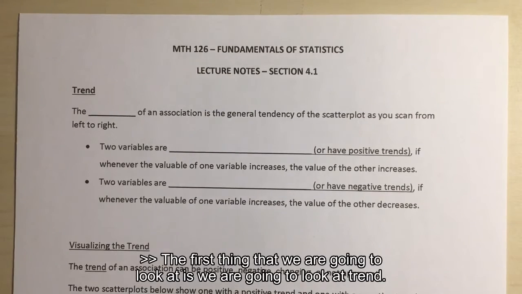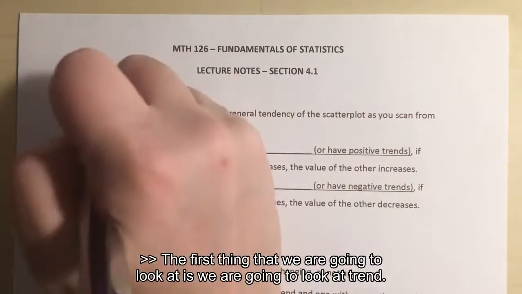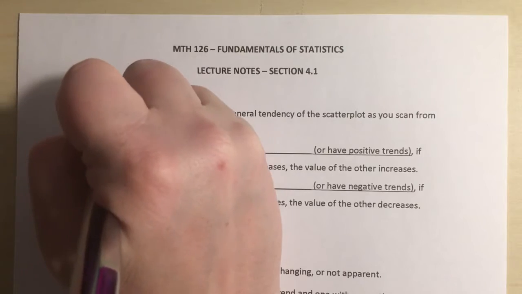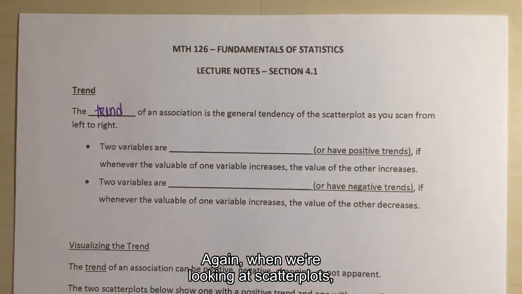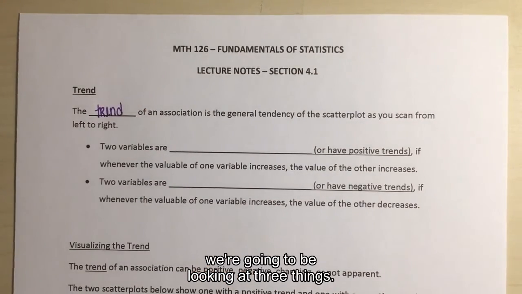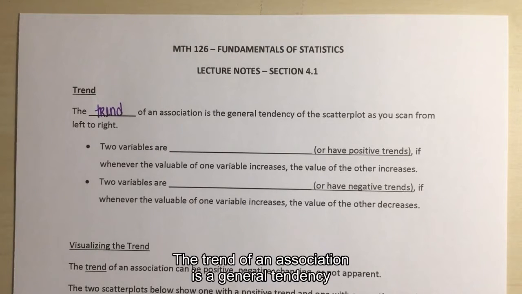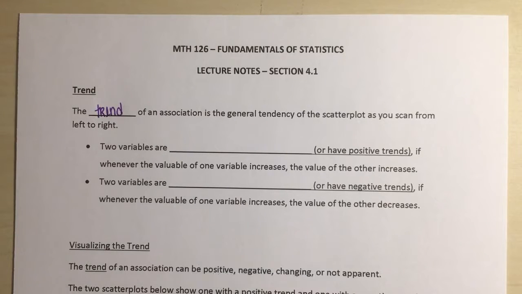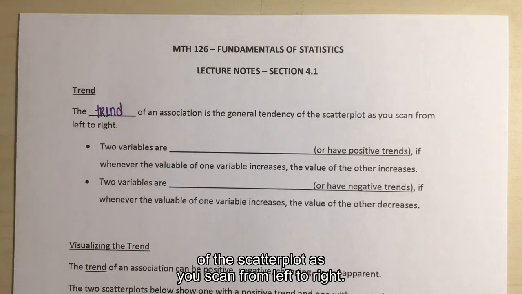Right, so the first thing that we are going to look at is trend. Again, when we're looking at scatter plots, we're going to be looking at three things. The first of these being trend. The trend of an association is the general tendency of the scatter plot as you scan from left to right.